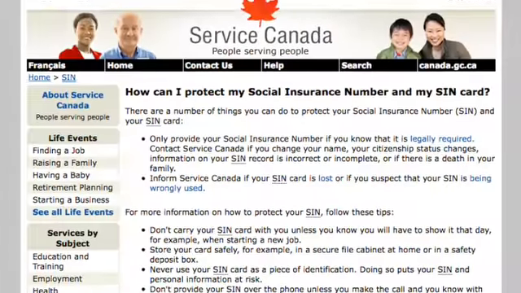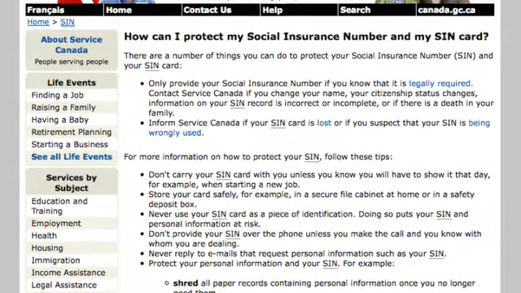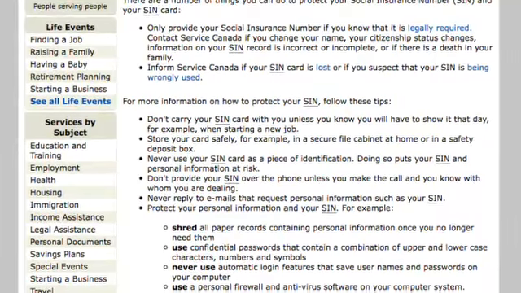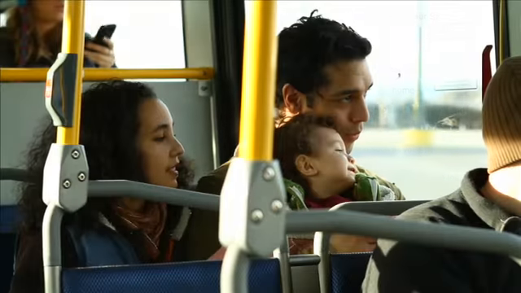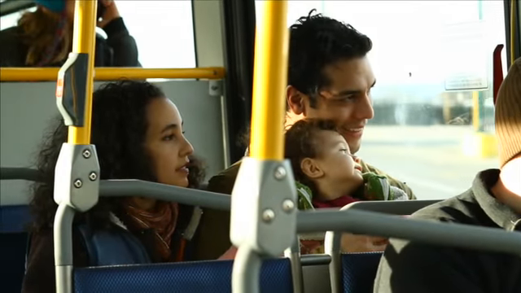The Service Canada website has more information about protecting your S.I.N number. You're now on your way to becoming a resident of British Columbia.